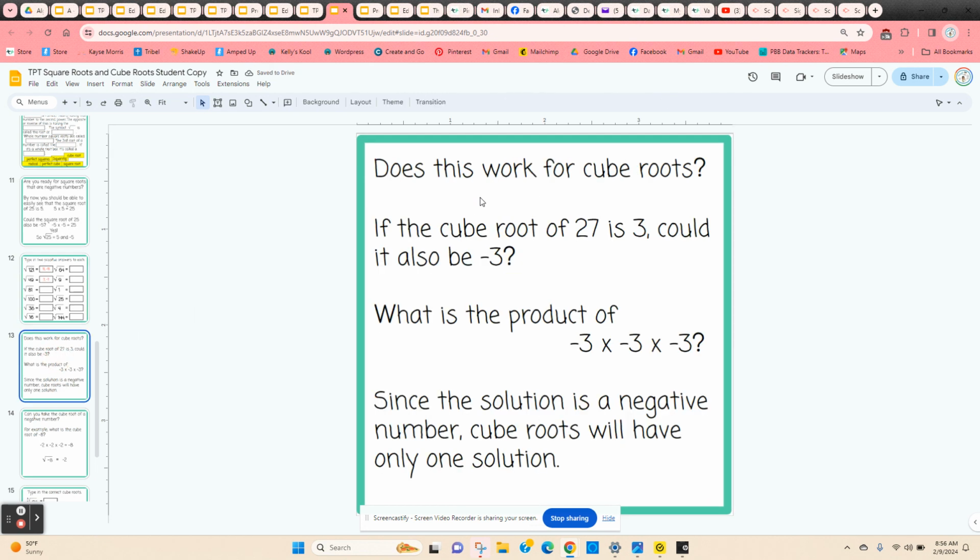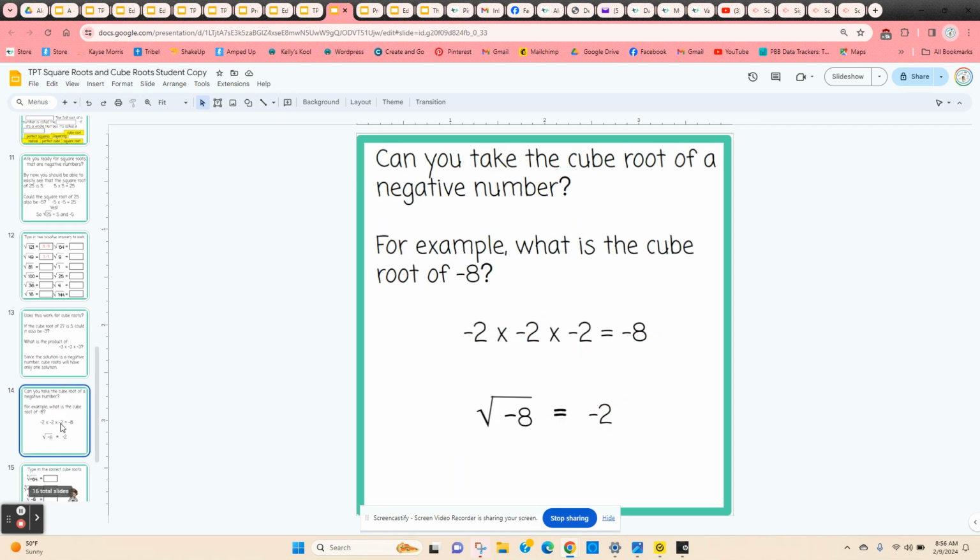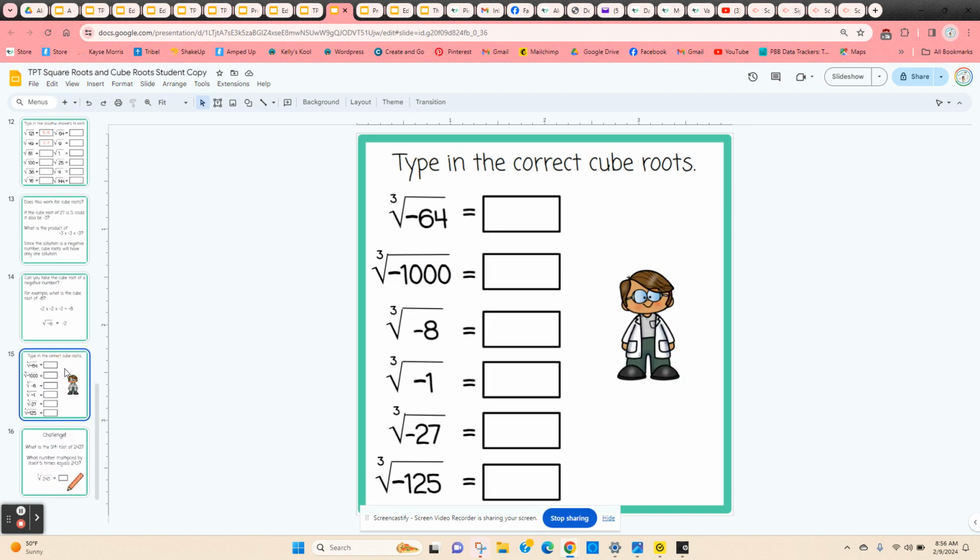Does that work for cube roots? Well, it doesn't work for cube roots because we're multiplying an odd number of times. So the cube root of 27 is always going to be a positive 3. The cube root of negative 27 would be negative 3. So then students are going to be typing in these negative cube roots.